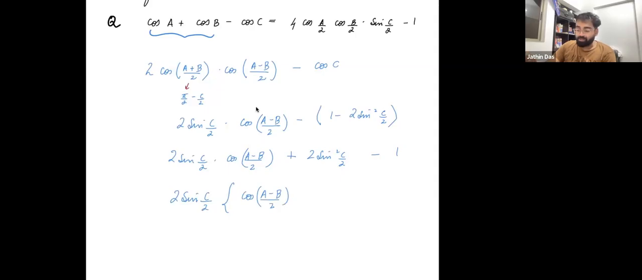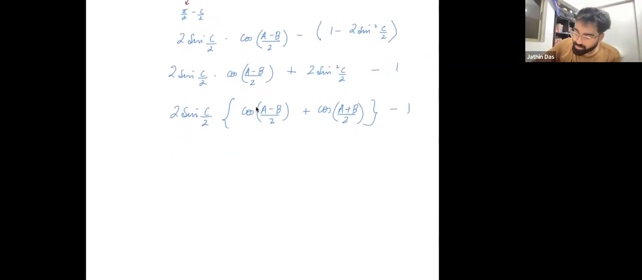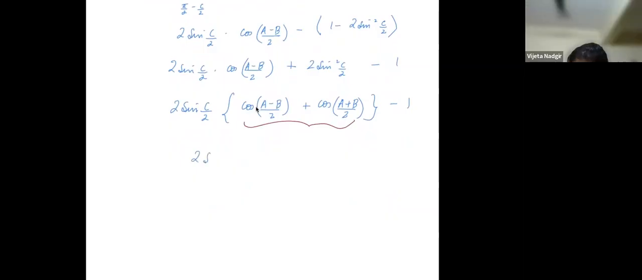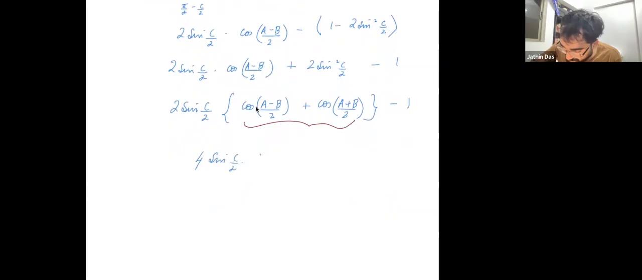And plus sine C by 2. And sine C by 2 you can write directly as cos (A plus B) by 2, because it's pi by 2 ka khel hai. So I can write it as cos (A plus B) by 2 minus 1. And this whole thing is in the 2 sine A sine B form. So directly you will get 4 sine C by 2 sine B by 2 sine A by 2.